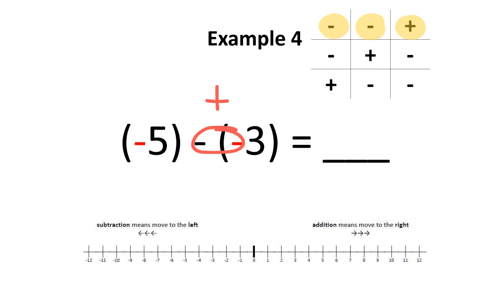So when using a number line, we're going to start at negative 5, and I'm going to move 3 spaces to the right, which means I'm going to end up at negative 2. Therefore, negative 5 plus 3 is equal to negative 2.